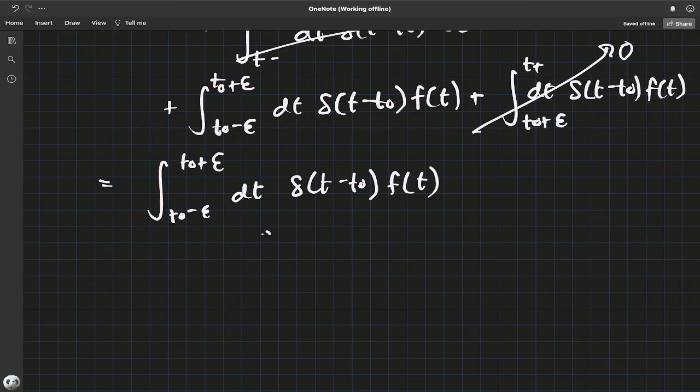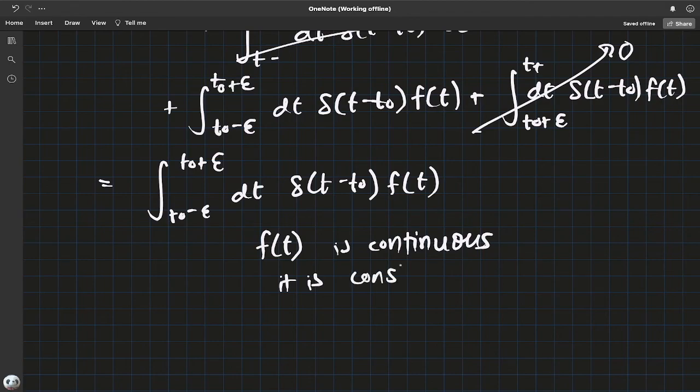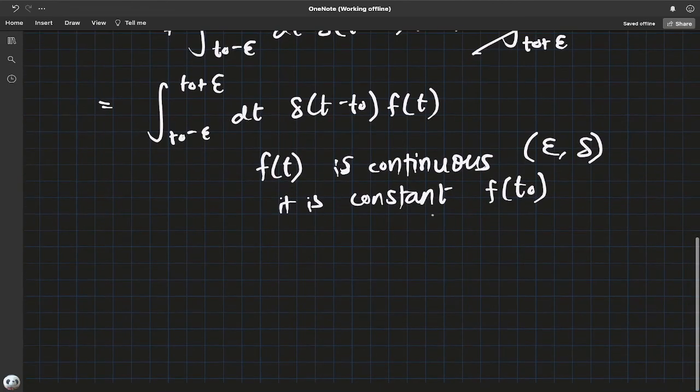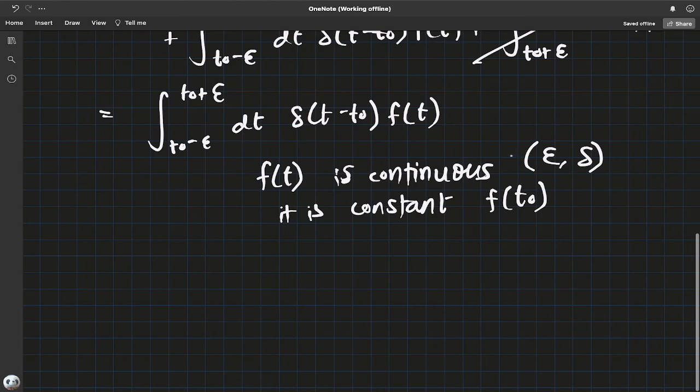Okay, moving on ahead. Since we know f of t is continuous, it is constant over this integration from t naught minus epsilon to t naught plus epsilon, and is going to be a constant f of t naught. The idea of using epsilons and a small neighborhood comes in handy because the definition of continuity using epsilons and deltas connects with this use of epsilon here, where epsilon represents that arbitrarily small value which was greater than 0.